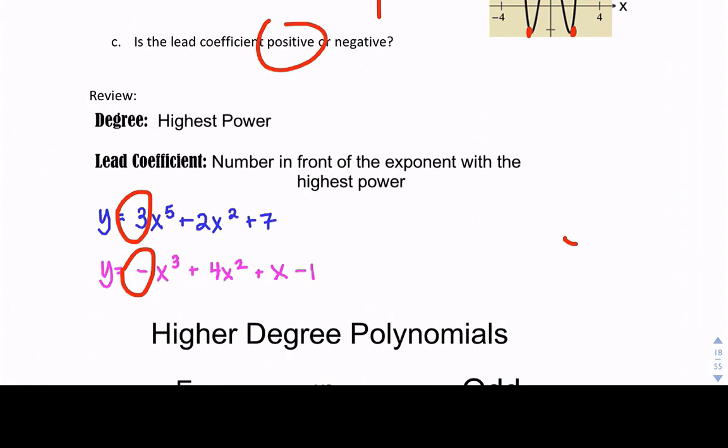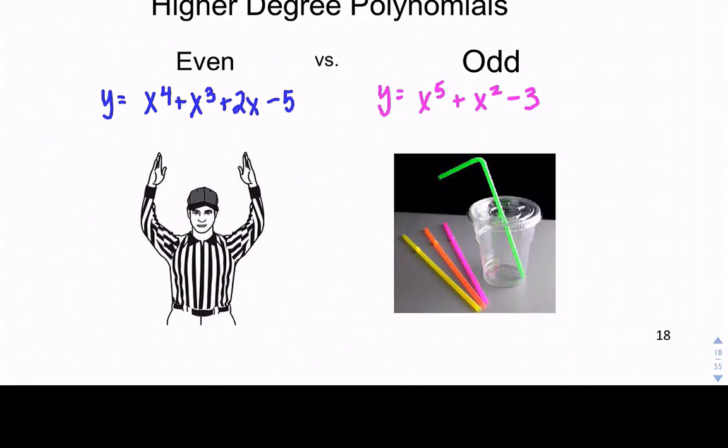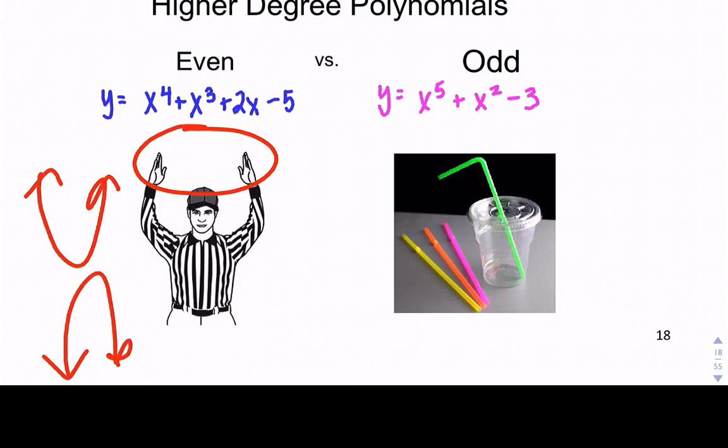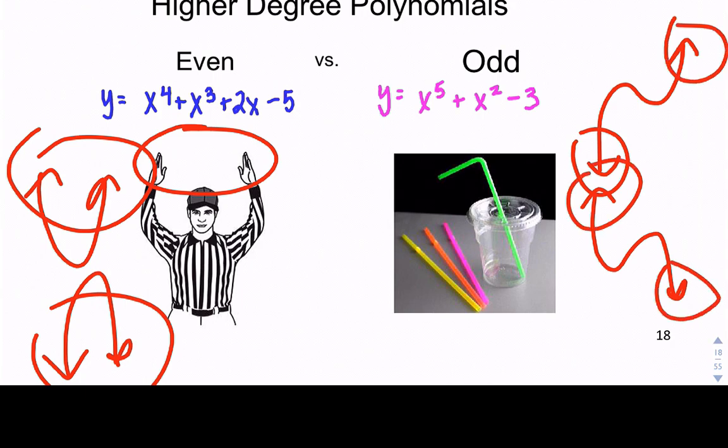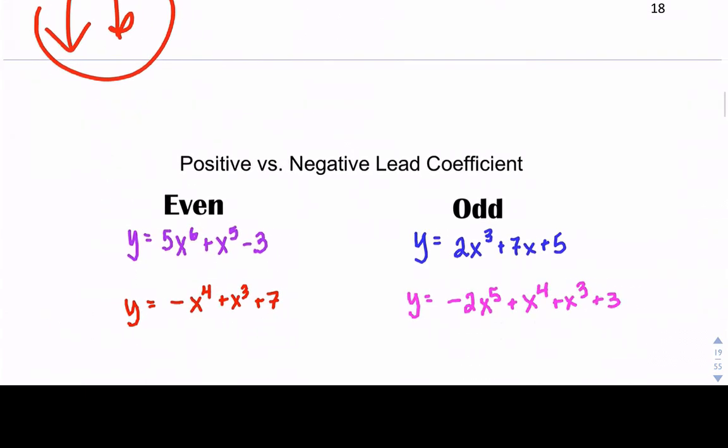Let's look at even versus odd degree. We know that if they're even degree functions, they're smiley face or field goal functions, I call them. They end the same way, either up or going down. The odd degree functions I call the bendy straw functions. Either you're drinking up the straw or your liquid is leaving the straw. So if they end the same, they're even. And if they end differently, like a bendy straw, up and down, it's an odd function.